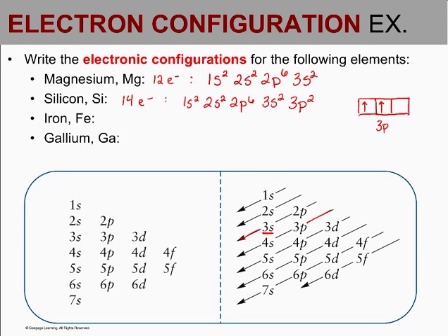So let's look at iron. So this one will be a little bit trickier. This one's a bit of a challenge problem. So on the periodic table, iron is in the transition elements. So it's in the middle. And it has 26 electrons because its atomic number is 26.